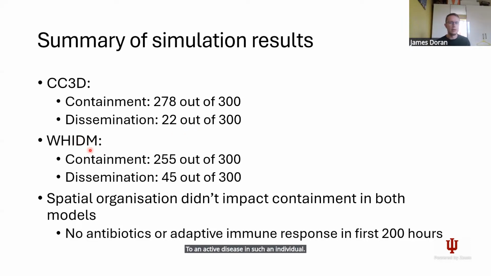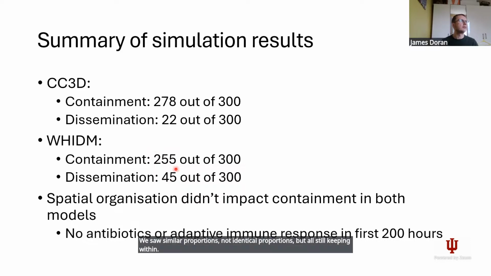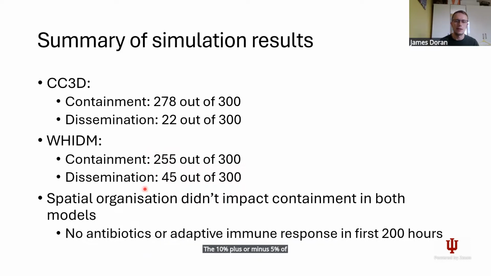We also ran 300 repeats on WHIDM. We saw similar proportions, not identical proportions, but all still keeping within the 10% plus or minus 5% of active TB that you would expect. So both of these models have been able to qualitatively agree in terms of how often they lead to containment versus dissemination. They both appear to give a fairly good representation overall of certainly TB infection outcomes in this sense.